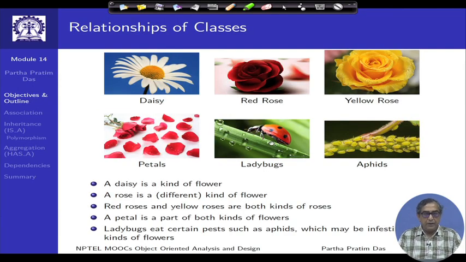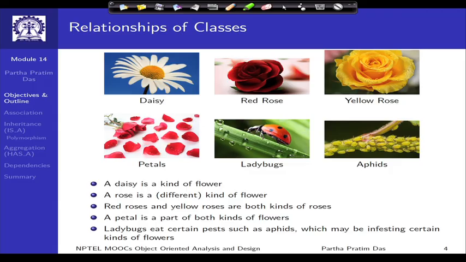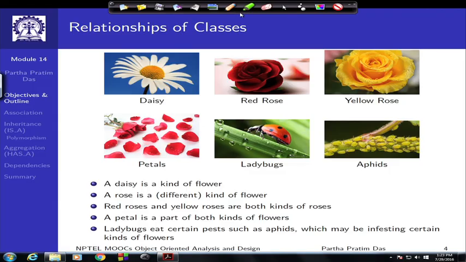So, let us start with an illustrative example. Here the pictures are for your reference. The actual statements are below. What we are trying to say is daisy is a kind of flower. This is a statement that we are making, that is what we know. Rose is a kind of flower, but it is different from daisy. Red roses and yellow roses are both kinds of roses, right.